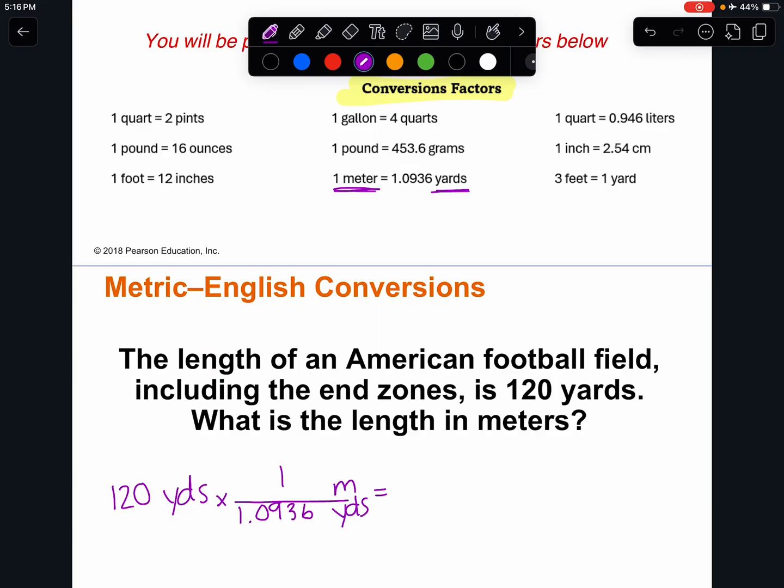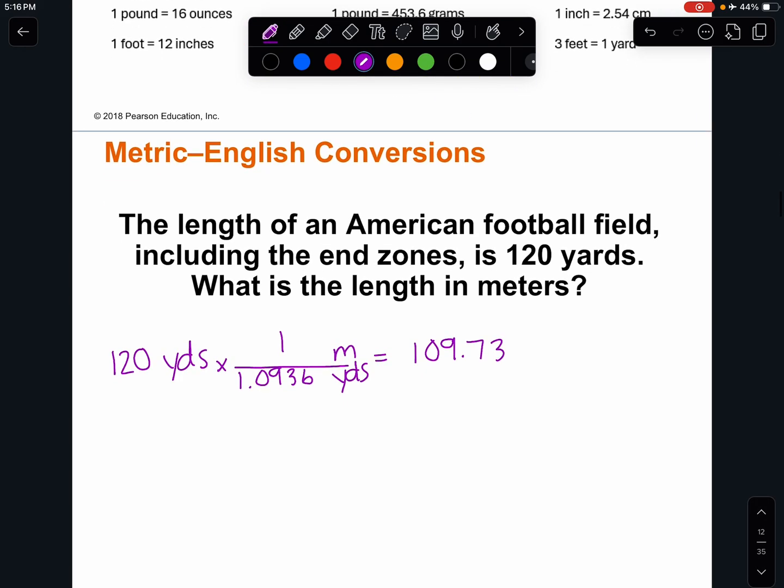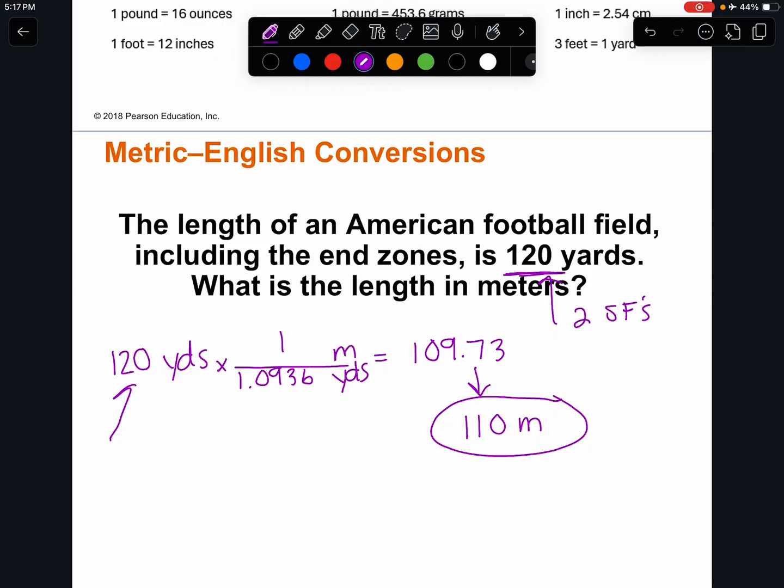So what I'm going to be doing is 120, and then I'm going to divide by 1.0936. And my answer ends up being 109.73. Now to round that to significant figures, because we want to keep that in mind, this number right here has 2 sig figs. So I'm going to round this answer to 2 sig figs. So that ends up actually getting me 110 meters without a decimal point at the end there. Okay. You always want to base your significant figures off the number that you start with.